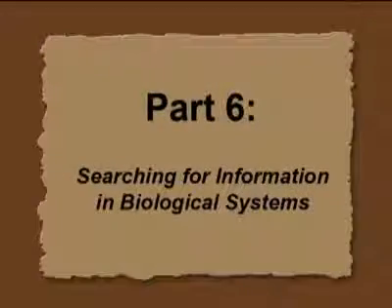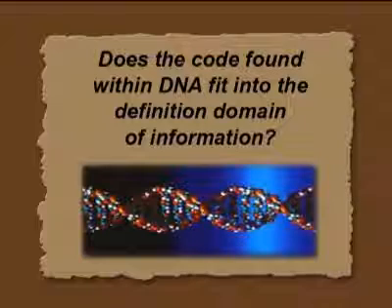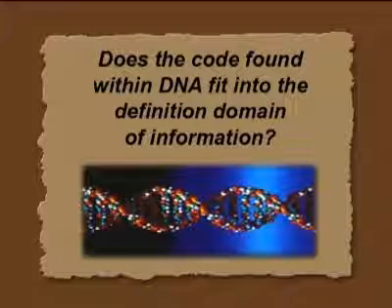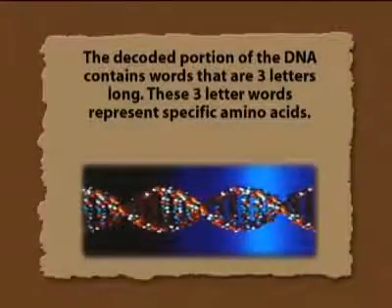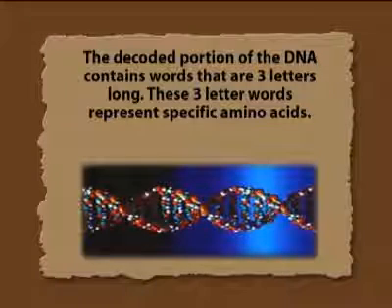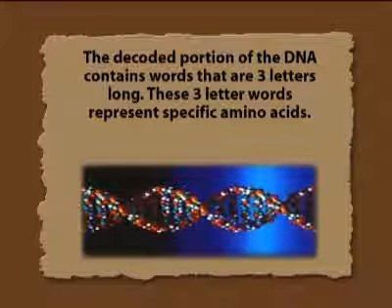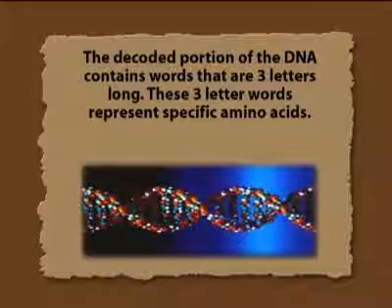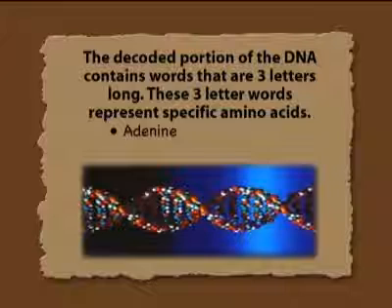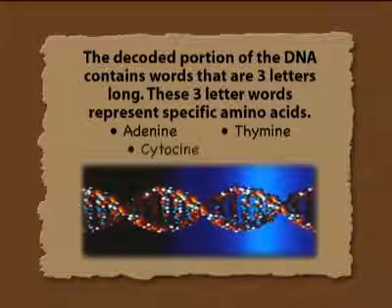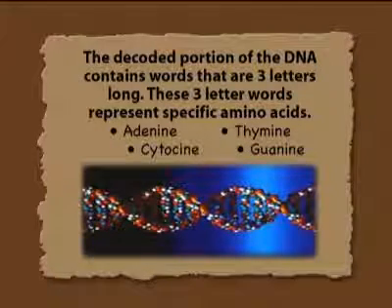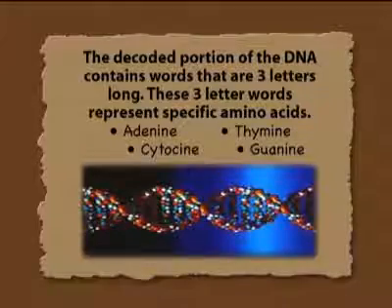Let's have a look at biological systems. Does the code found within DNA fit into the definition domain of information? That is a very important question. The decoded portion of the DNA contains words that are 3 letters long. These letters represent specific amino acids: adenine, thymine, cytosine, and guanine. There are 4 letters in the genetic code.